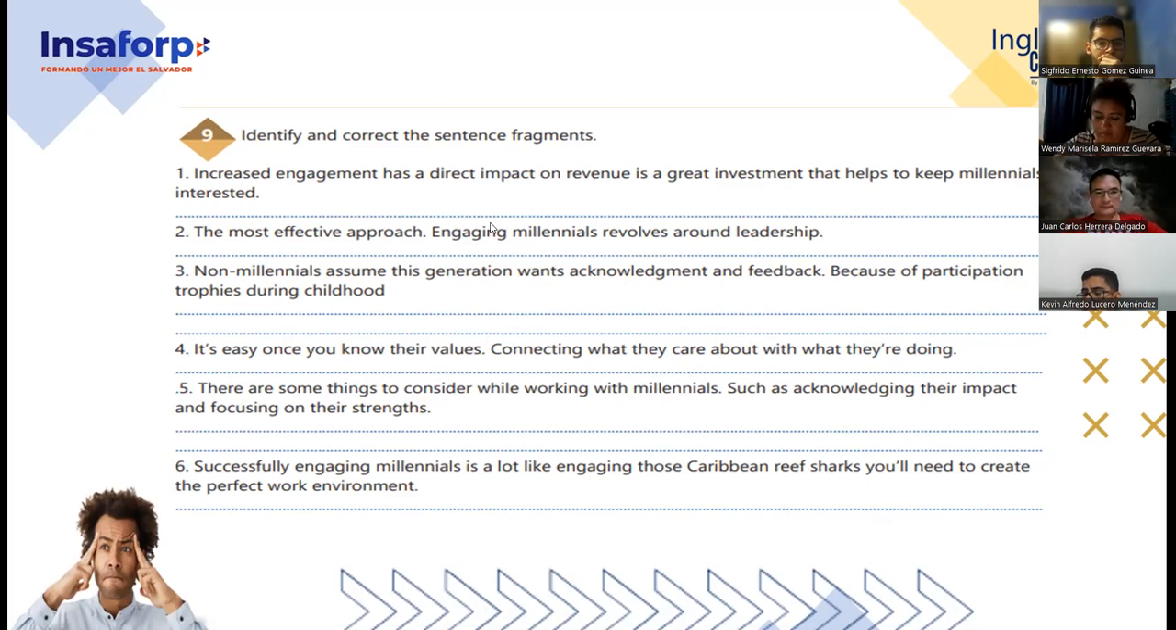Yes. And any idea about the number three? Teacher, in my case, I'm not sure, but I can try if you want, because I don't know if that is covered. But I can try. Thank you. Yeah. Non-millennials assume that this generation wants acknowledgement and feedback. Period, because of participation trophies during their childhood.